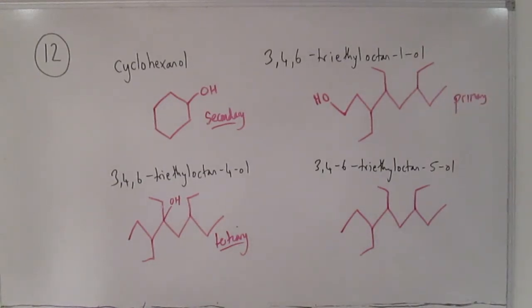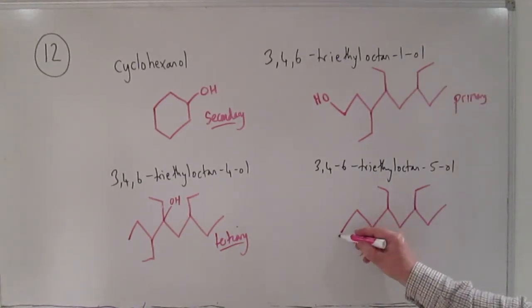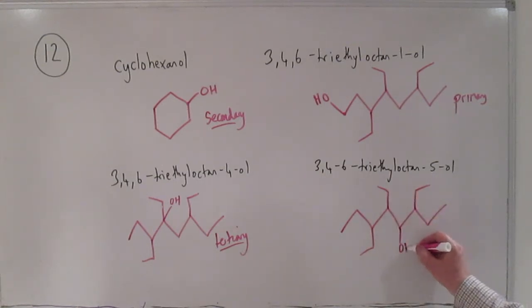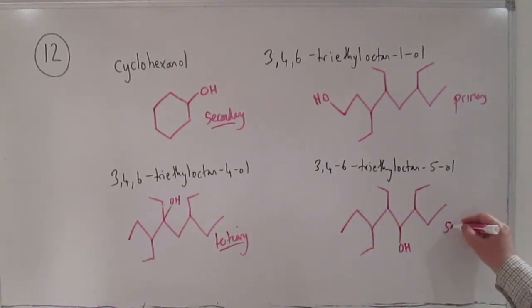And finally 3,4,6 triethyl octan 5-ol. So 1, 2, 3, 4, 5 is this carbon. So that has the OH, and that one you can see is secondary, because the carbon has 2 other carbons attached. So that's a secondary alcohol.